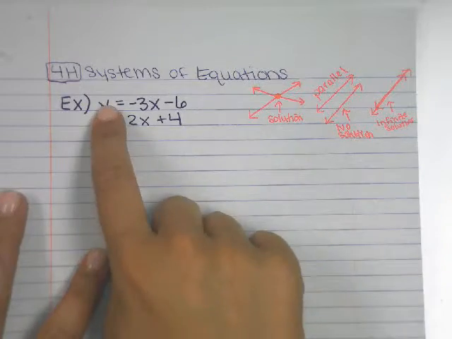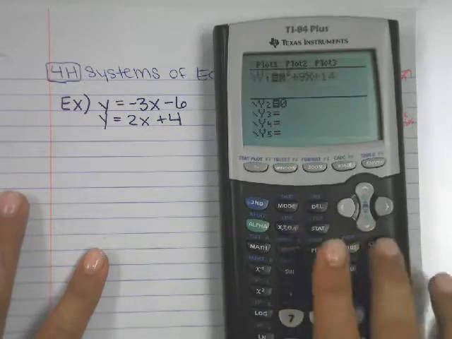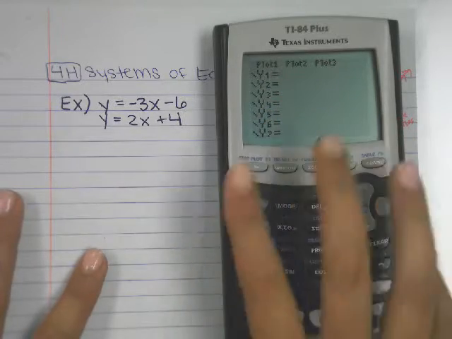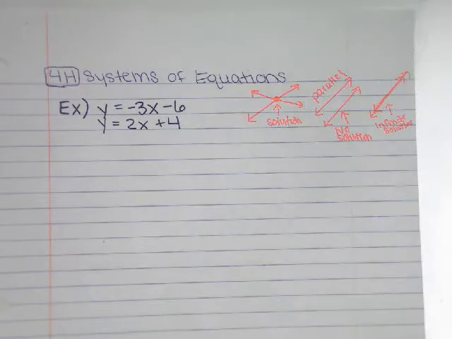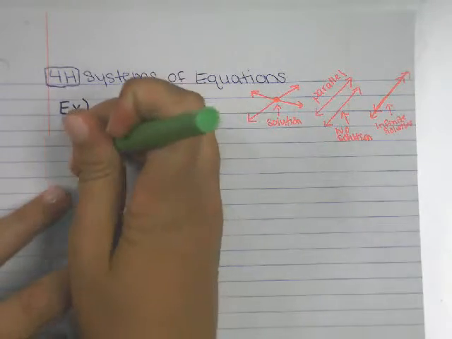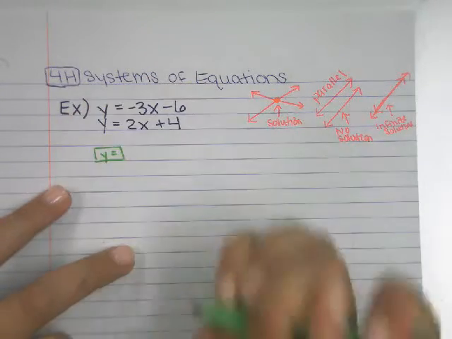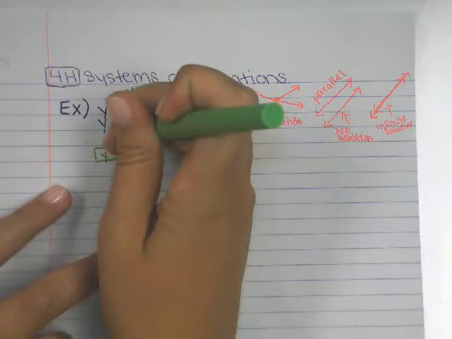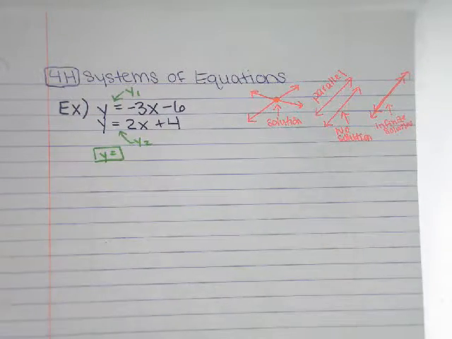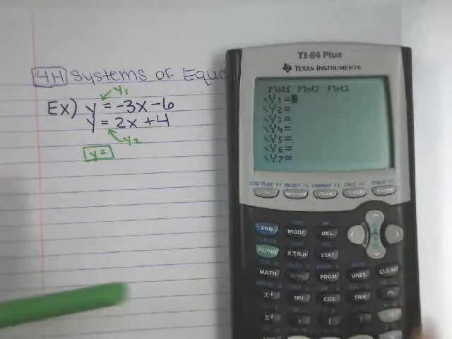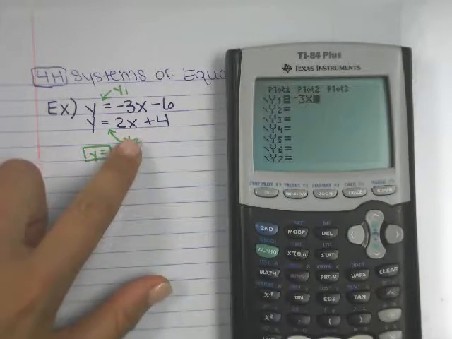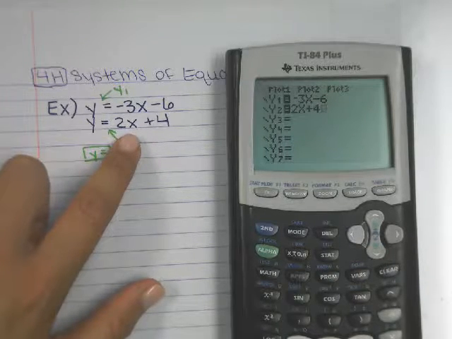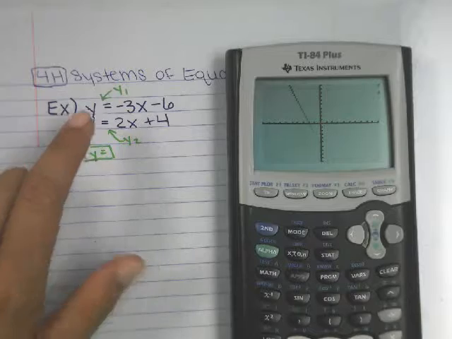So to do this problem, they're already both in y equals. Your calculator requires stuff to be in y equals in order to graph it. So we're off to a good start. So to solve this problem, I'm going to go to my y equals in my calculator. We're going to call this the y1 and this the y2 and type them both in. So negative 3x minus 6, 2x plus 4, and graph.